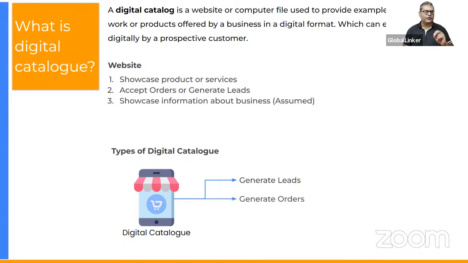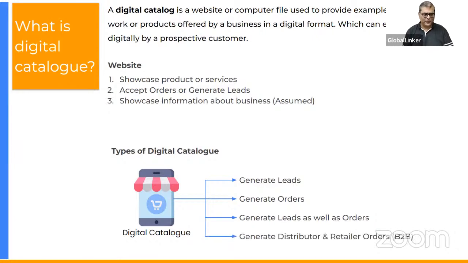The second is which is generating orders. This is online selling. Customers are coming to your website and placing an order, and then you're fulfilling the order. The third is which is doing both the things at the same time. How it is possible, I'm going to show you in a few minutes. And the fourth one is which generates distributor and retailer orders, B2B.